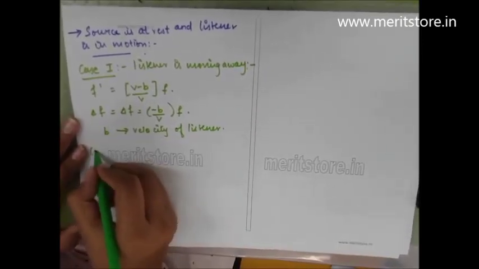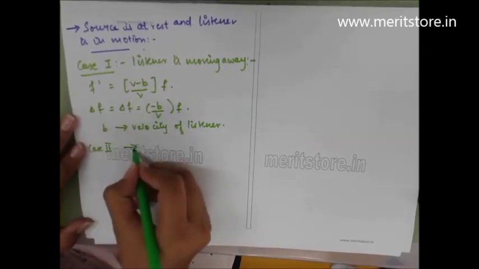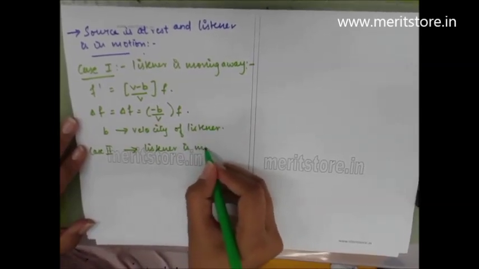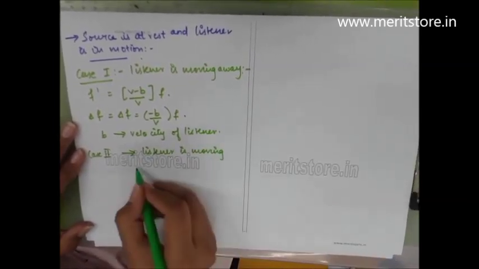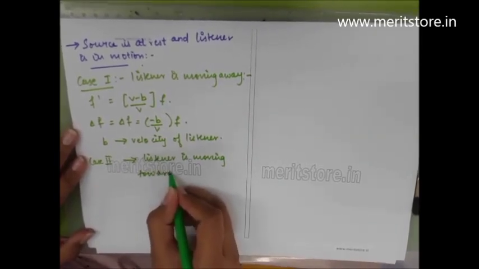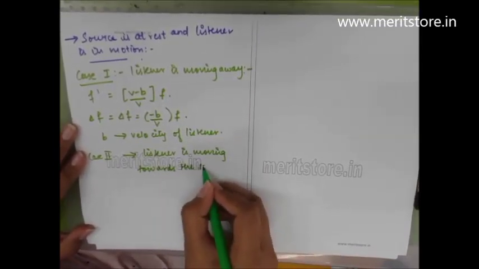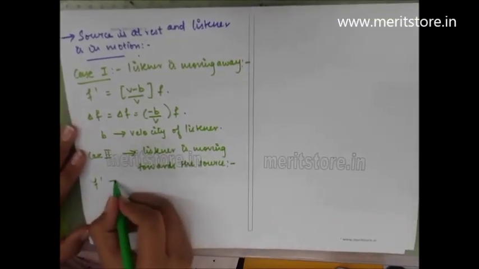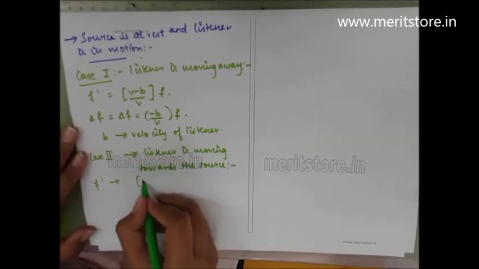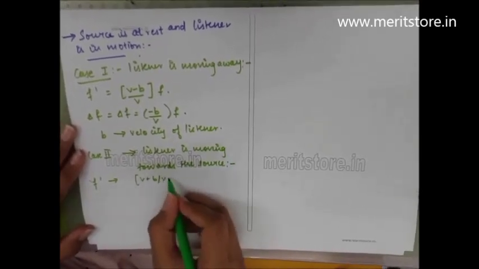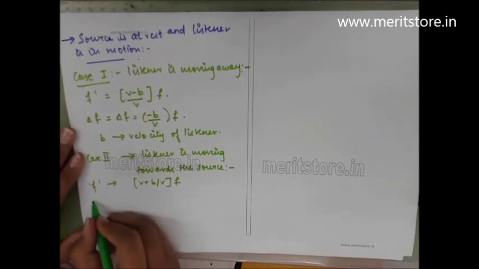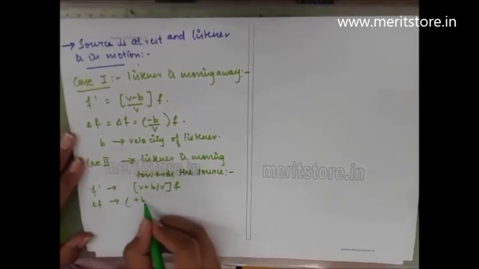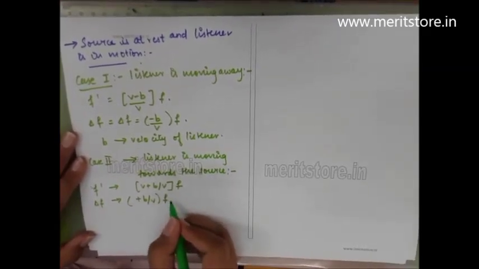Case 2. When listener is moving towards the source, here the apparent frequency is v plus b divided by v multiplied by f, and the change in frequency is given as plus b divided by v multiplied by f.